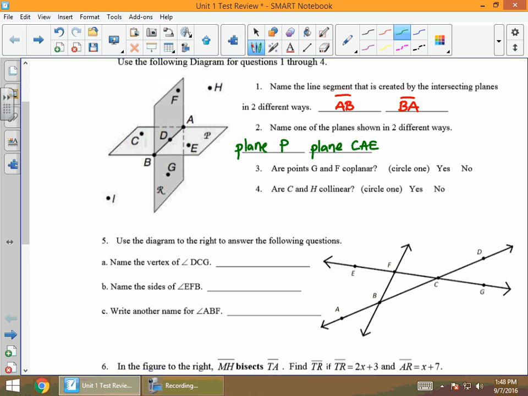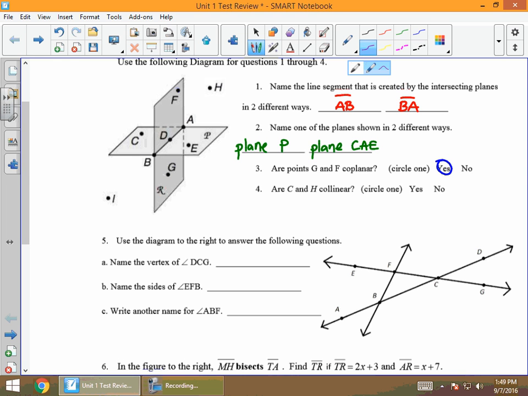Okay. The next one wants to know, are points G and F coplanar? Are they in the same plane? So let's see, here's G and F. Yes, they are. They are both in plane R. If you want to know which plane that is, it's plane R.